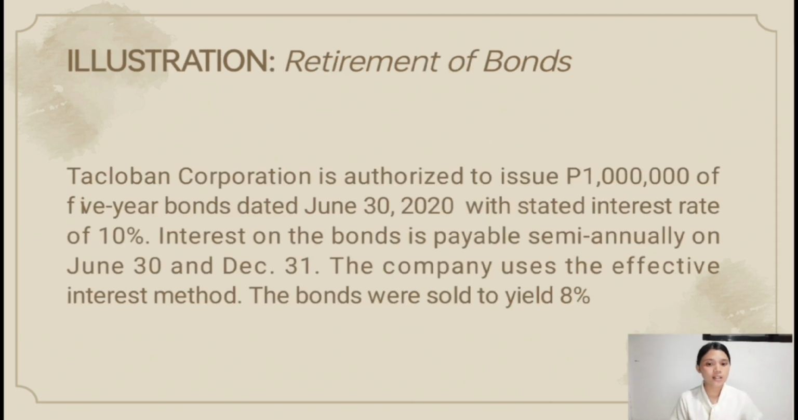To understand this concept, I have here illustration on retirement of bonds. So the Globan Corporation is authorized to issue 1 million of 5-year bonds dated on June 30, 2020 with stated interest rate of 10%. Interest on the bonds is payable semi-annually on June 30 and December 31. The company uses the effective interest method. The bonds were sold to yield 8%.